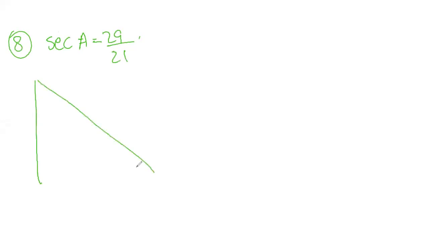So first of all, you have to write the information that is provided to you, which is secant A. Now secant A means 29 by 21, and all you have to do is draw a figure. Okay, so let's draw a figure, a right angle figure, and we'll accordingly label the triangle. So this is A, B, and C.